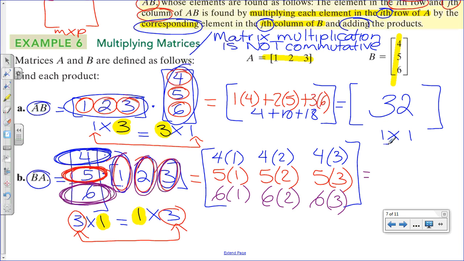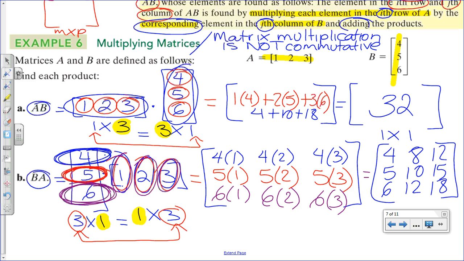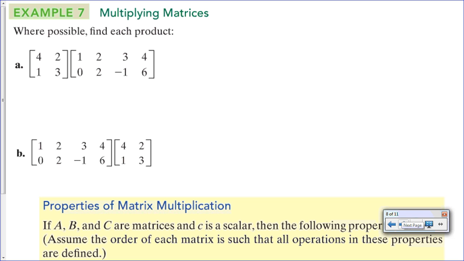So the resultant matrix here is going to be 4, 8, 12, 5, 10, 15, 6, 12, and 18. And that is correct. So let's move on to the next slide. Now we're to find each product. So let's start with the easy one, which is B. And I say that is the easy one because this product will be undefined.